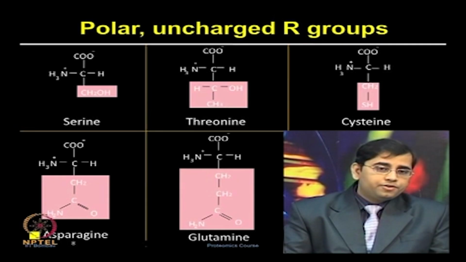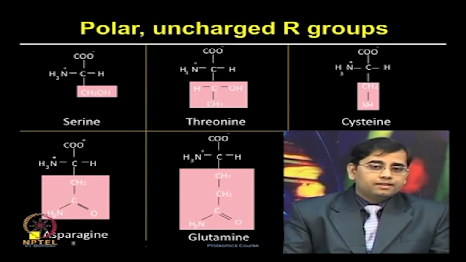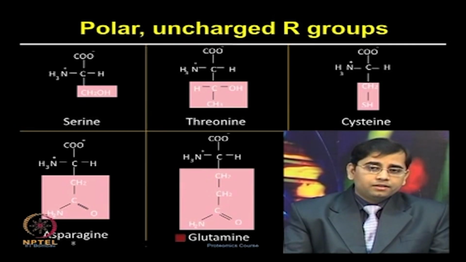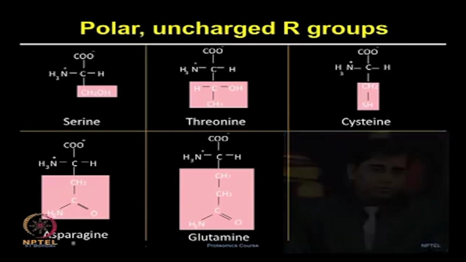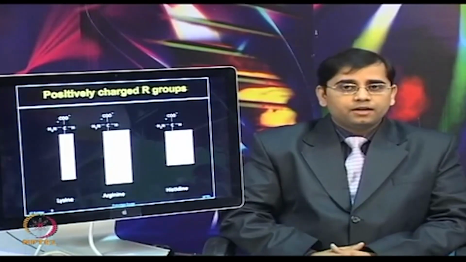Let us talk about asparagine, which is shown in the left side lower panel. It contains a carboxamide side chain as a functional group. Glutamine has a side chain called the amide of glutamic acid, which is formed by replacing the side chain hydroxyl group of glutamic acid with an amino functional group. Next category is positively charged R groups.